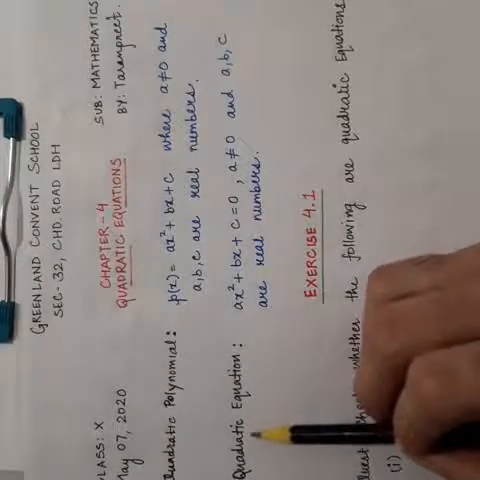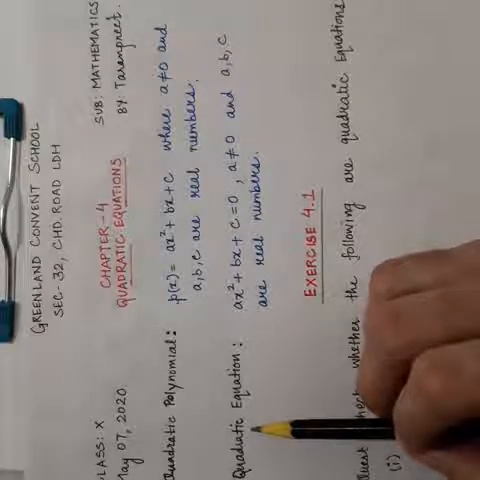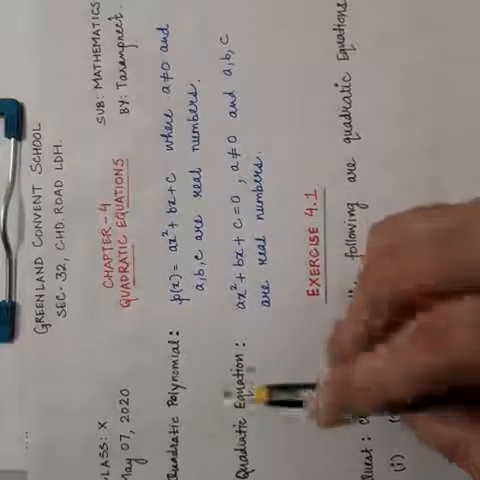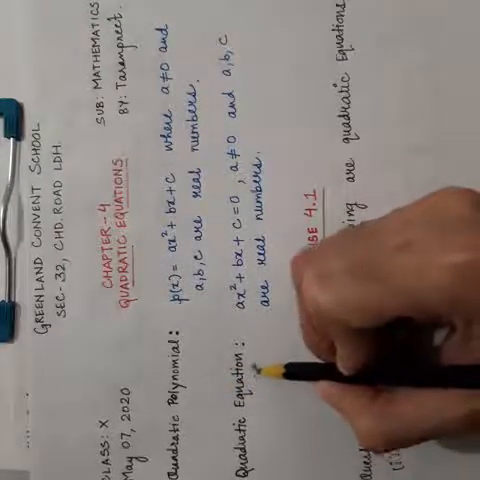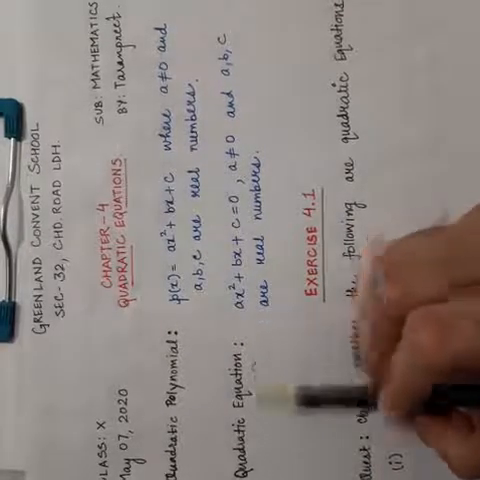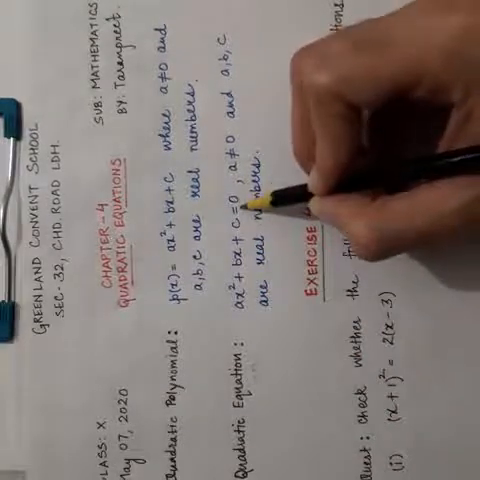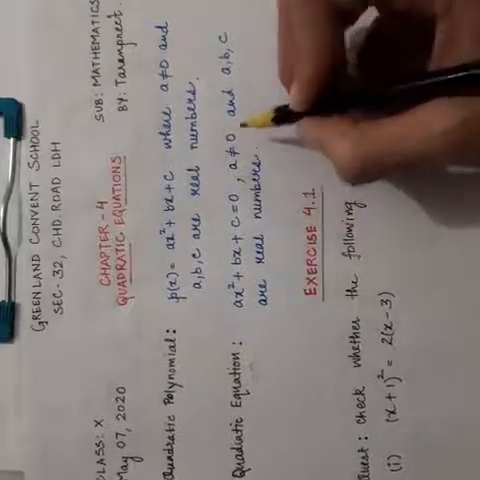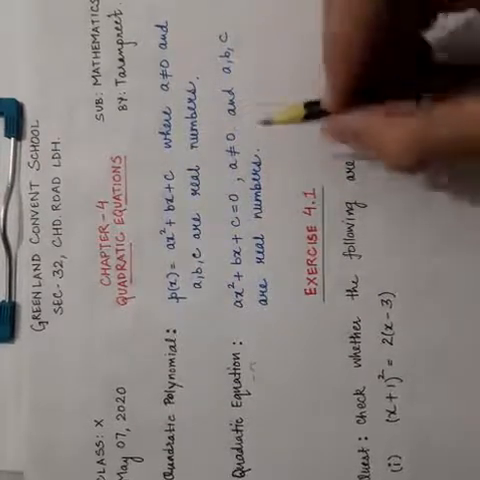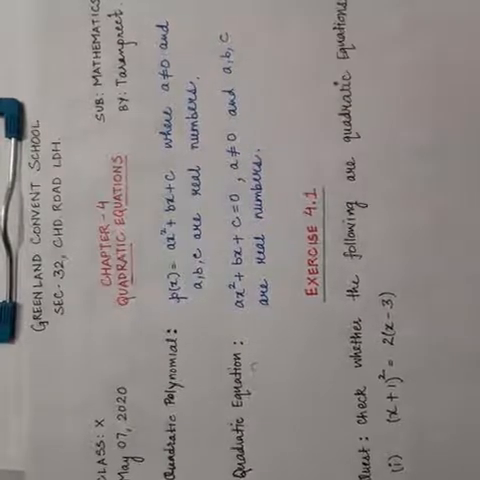Now you know that the word quadratic is derived from the word quadrate, which I already told you means square. And equation means when any algebraic expression can be written equal to 0, that is known as an equation. So quadratic equation on the whole refers to a quadratic polynomial which is equated to 0. The same conditions applied on the polynomial can be applied here on the equation as well, that a cannot be equal to 0 and a, b, c are all real numbers.